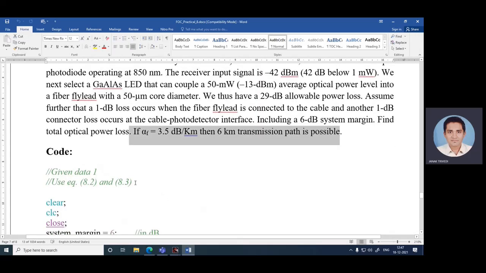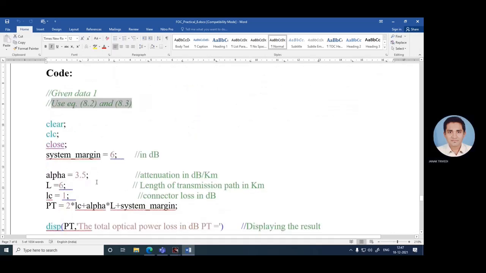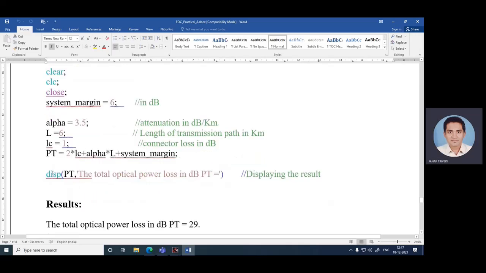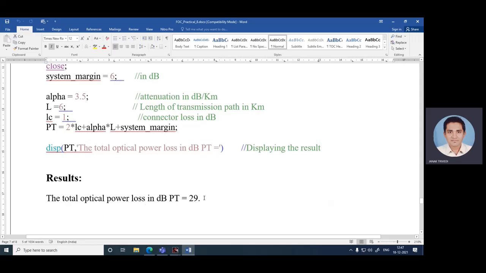So let's try to run this particular example with the help of equations 8.2 and 8.3. System margin is 6 in dB, alpha is equal to 3.5 attenuation in dB per kilometer, L is equal to 6, length of transmission path in kilometers, LC is equal to 1, connector loss in dB, and PT is equal to 2 LC plus alpha into L plus system margin. And finally, displaying with the help of this particular function, the total optical power loss in dB. And the result: the total optical power loss in dB is 29.